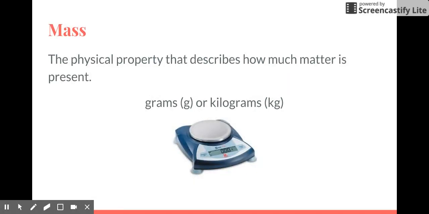When we talk about mass, we're talking about a physical property that describes matter. And in this case, it's the amount of matter that's present. We can measure this. The base unit is kilograms, or we can use grams, which is what we'll be using today.